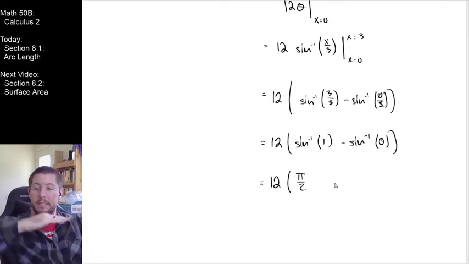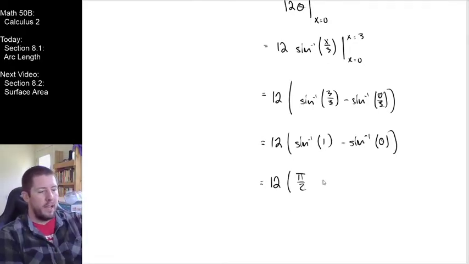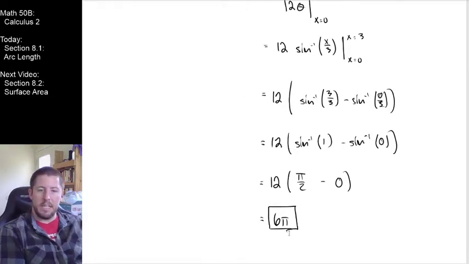Sine of 0, when do we get a sine of 0? When we're at 0 radians. No rotation gives us no height on the unit circle right here. Boom. Just like we were expecting, 6 pi.